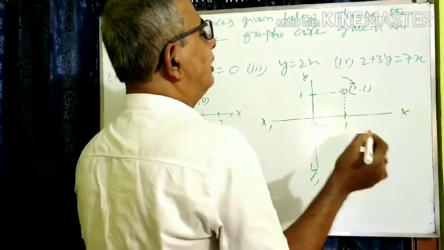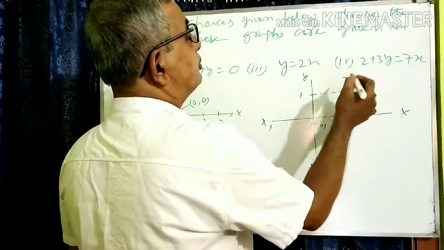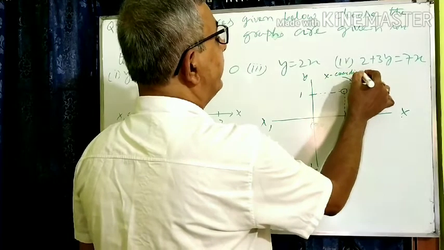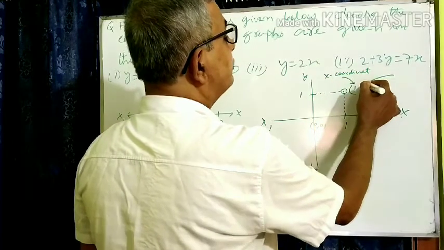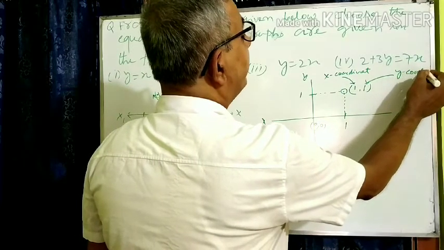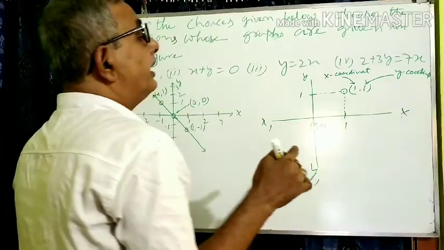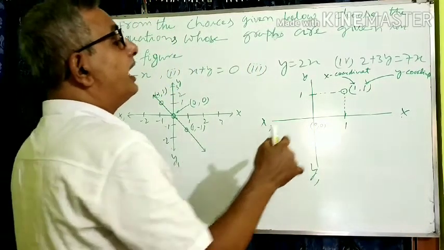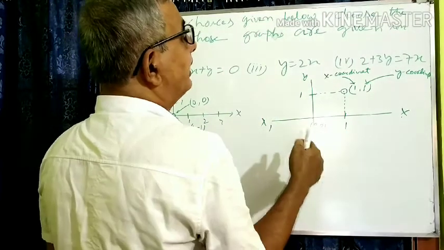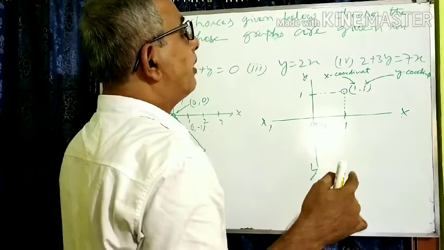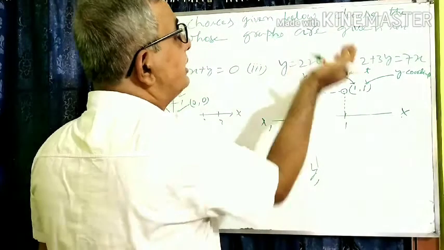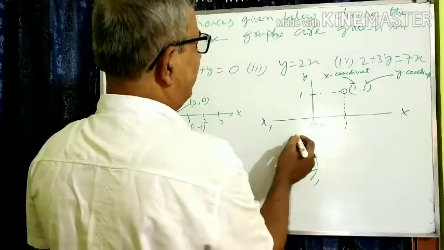Already in coordinate geometry I have taught this. This is the x coordinate and this is the y coordinate. The x coordinate is 1, that means the distance of the point from the y-axis is 1, and the y coordinate is 1, that means the distance of the point from the x-axis is 1. Like that we are indicating.